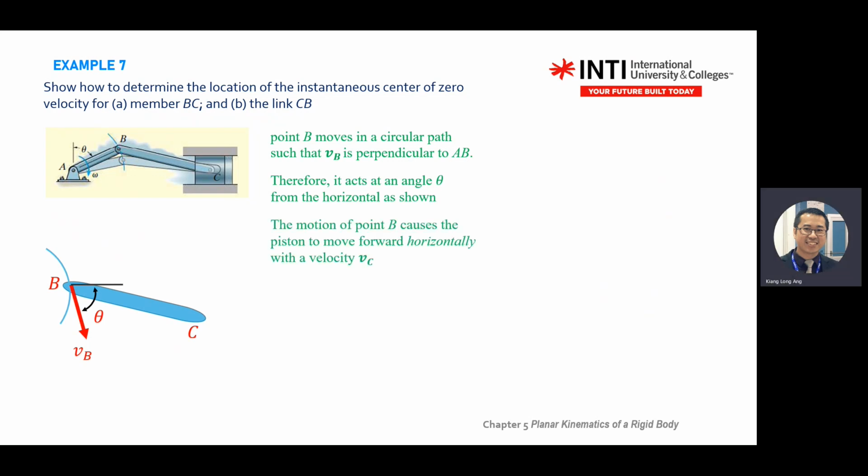The motion of point B causes the piston to move forward, so velocity C moves in this direction. You convert what you observe, and the logical thinking of the movement, into a free body diagram. Or a more correct way of saying this is that it's not a free body diagram, it's a kinematic diagram, because there's no force there.